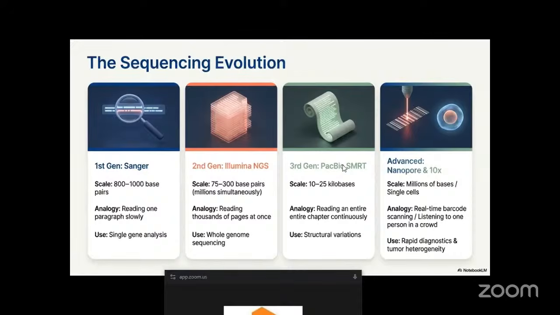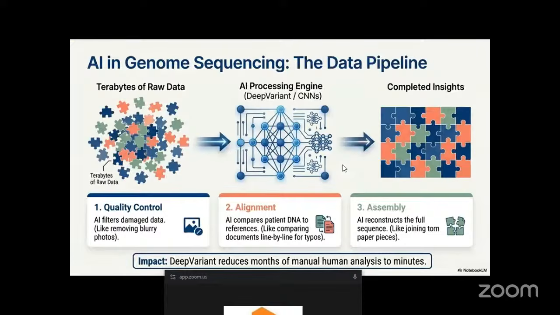The second generation, Illumina NGS, brought around 75 to 300 base pairs, which helped in whole genome sequencing. The third generation helped in structural variations. Whereas the fourth, present one, handles millions of base pairs and single cells, so it helps in rapid diagnostics and tumor heterogeneity. In general, the data will be scattered, and with the help of AI it is giving complete insights.